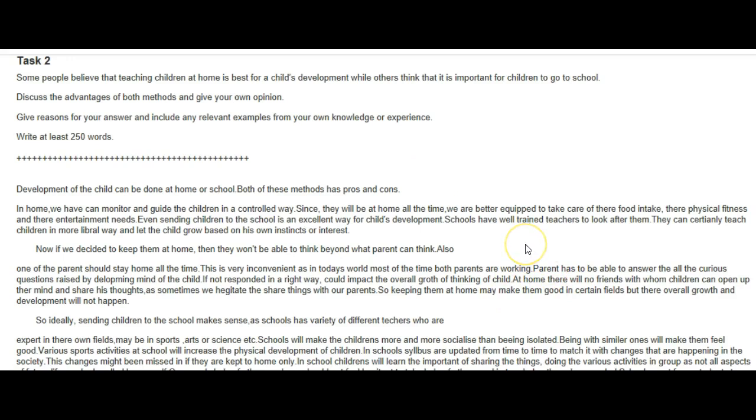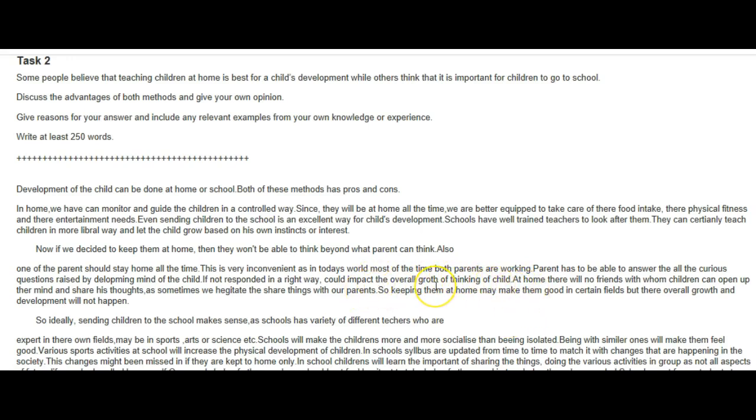The parent has to be able to answer all the curious questions raised by the developing, and careful with your spelling here, please, mind of the child. If they are not responded to here in the right way, it here, please, could impact the overall growth, this needs a W, of the child's thinking, or growth of the thinking of the child.